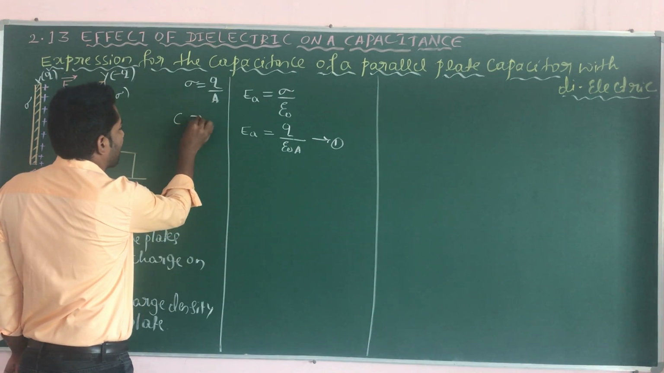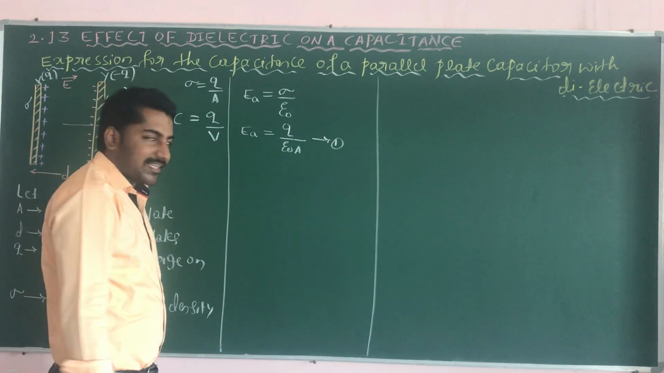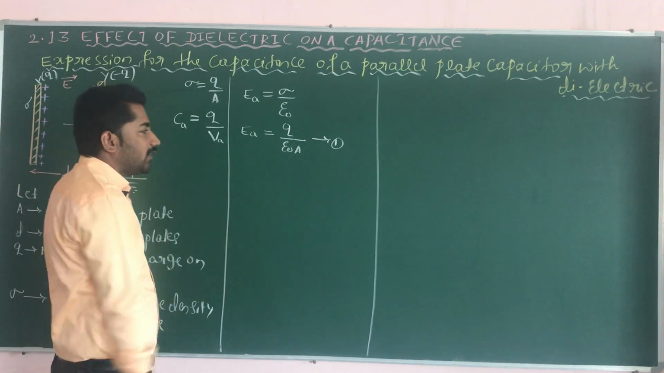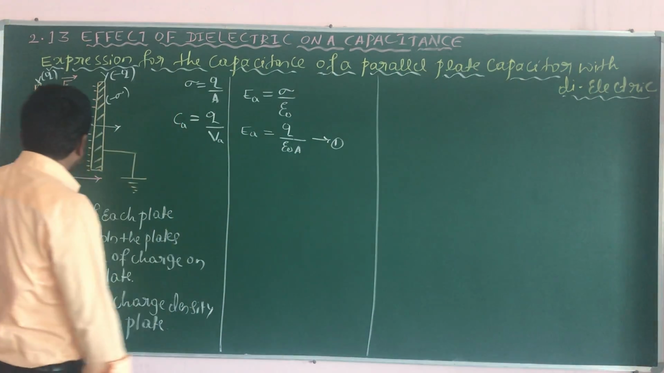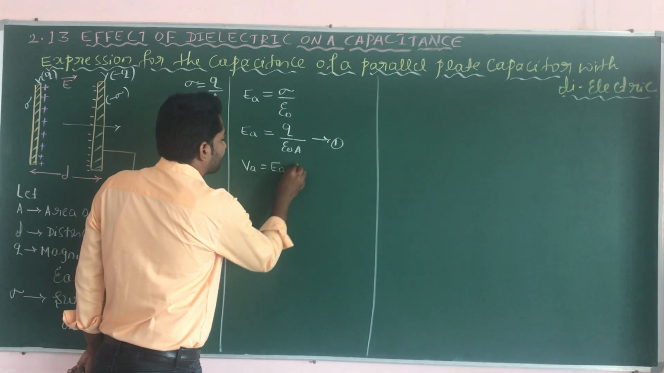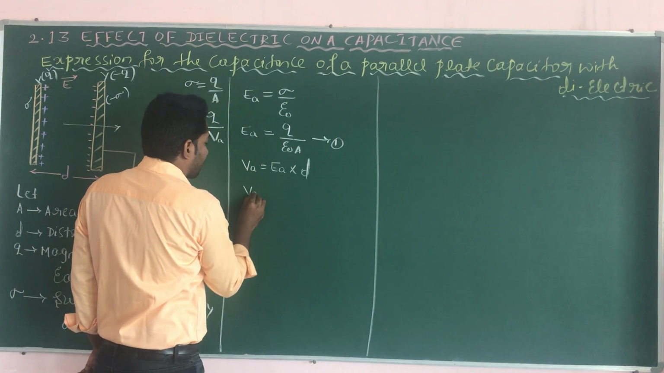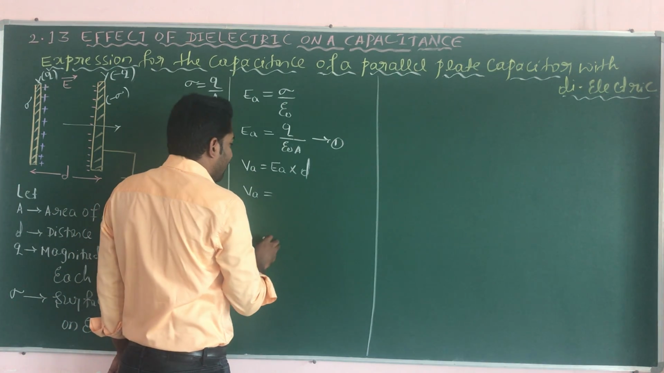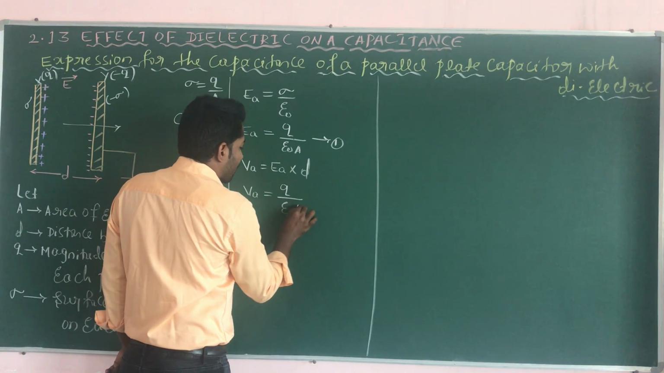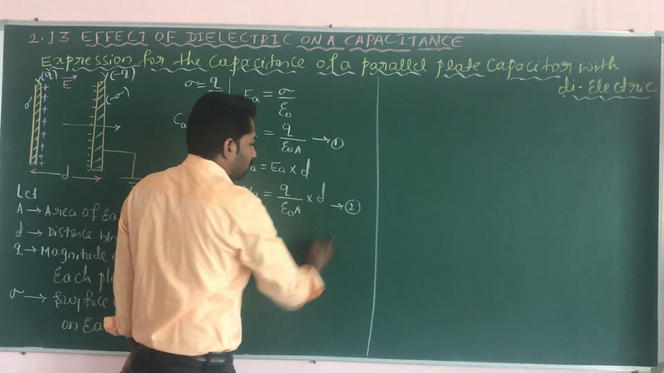We know the formula for the capacitance of the capacitor: C equals Q divided by V. For the capacitor in air or vacuum, C_a equals Q divided by V_a. The potential difference between these two plates is V_a equals electric field into distance d. Substituting the value, we get V_a equals Q divided by epsilon naught A, into d. This is equation number 2.